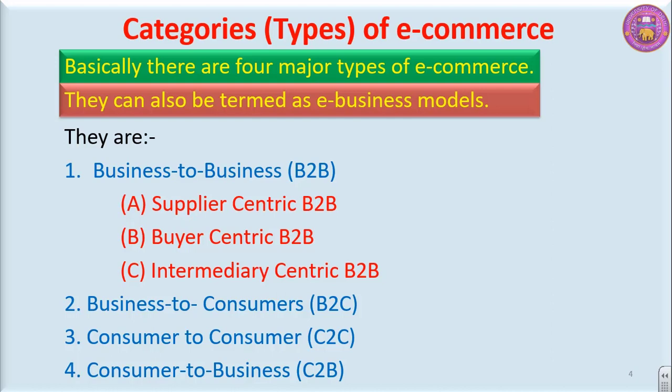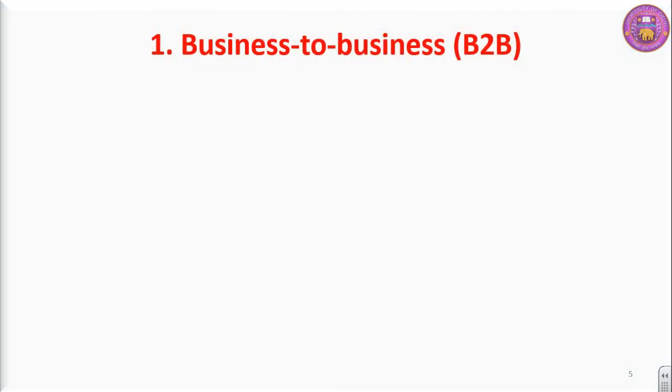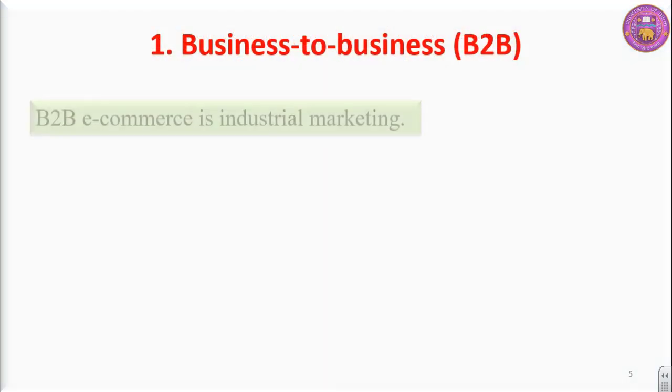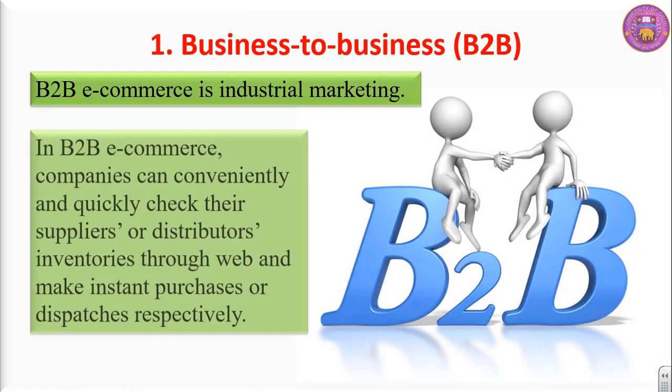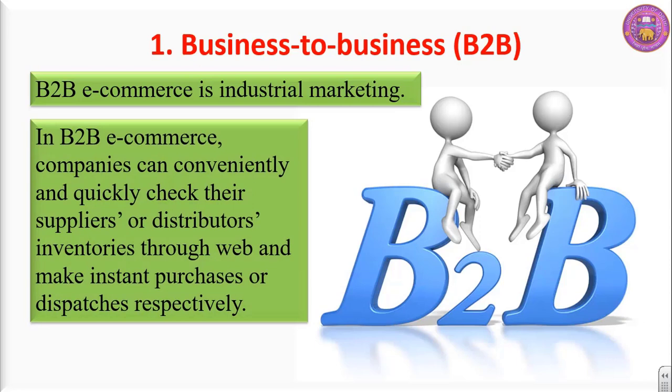Let us talk about these business models one by one. Business to business. B2B e-commerce is industrial marketing. In B2B e-commerce, companies can conveniently and quickly check their suppliers or distributors' inventories through web and make instant purchases or dispatches respectively.